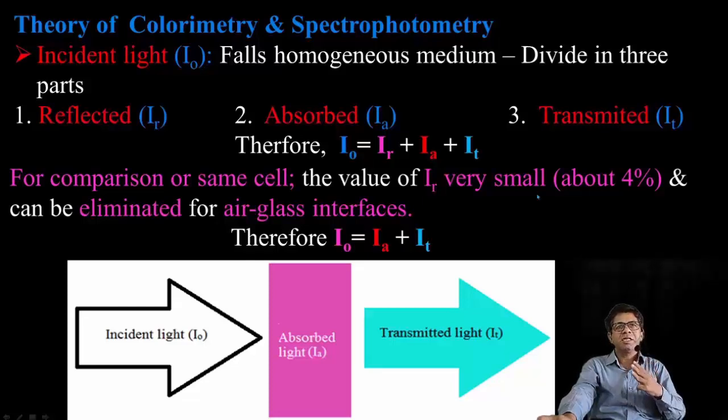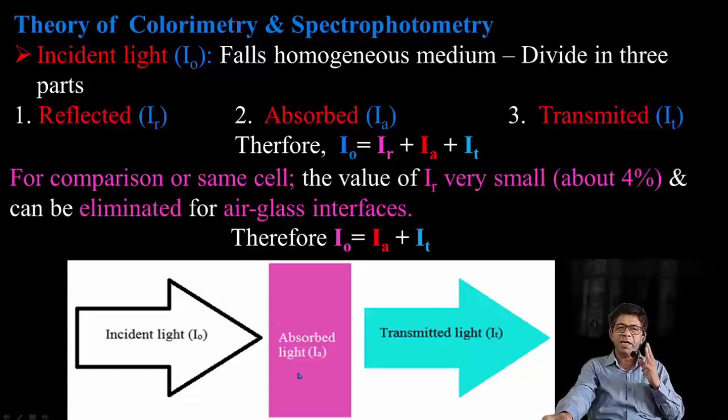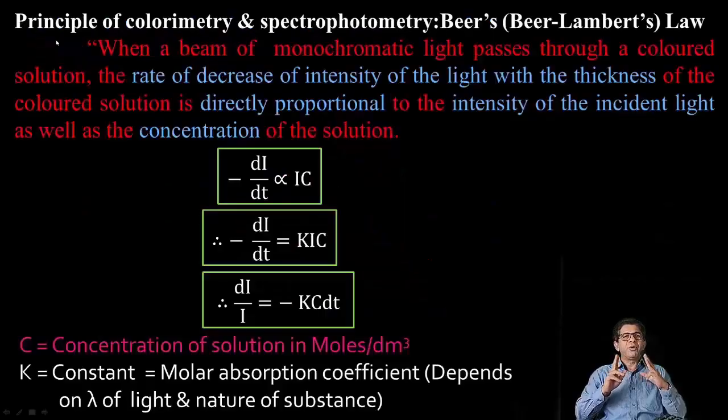For transparent material or solution, the intensity of reflected light is very small, that is about 4%, and can be eliminated. Therefore, our equation becomes I0 is equal to IA plus IT. This equation suggests that light falling on transparent solution is divided only in two parts, that is some light is absorbed and remaining is transmitted. The quantitative analysis by using the colorimeter and spectrophotometer is based on the principle called Beer-Lambert's law, or simply Beer's law.